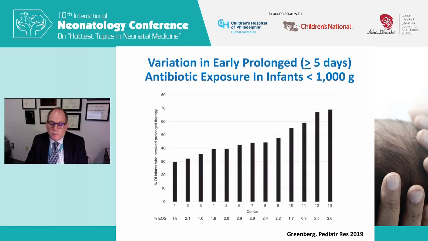And this was, I think, demonstrated in a study by Rachel Greenberg down at Duke, looking at centers in the neonatal research network in the United States. And this looked at variation in early prolonged antibiotic exposure, which was defined as greater than or equal to 5 days of antibiotic exposure in infants less than 1,000 grams. And on the bottom here is the actual percent of early onset sepsis. And you can see there's not enormous variation here, but there's pretty significant variation amongst the different sites.